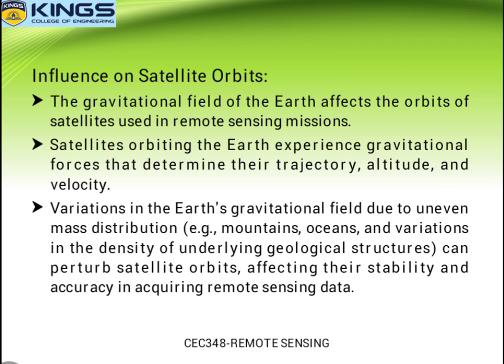The gravitational field of Earth affects the orbits of satellites used in remote sensing missions. Satellites orbiting the Earth experience gravitational forces that determine their altitude and velocity. And variation in the Earth's gravitational field due to uneven mass distributions, for example, mountains, oceans, and variation in the density of underlying geological structures, affects their stability and accuracy in acquiring remote sensing data.